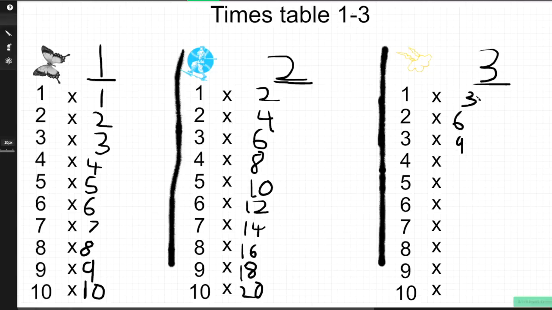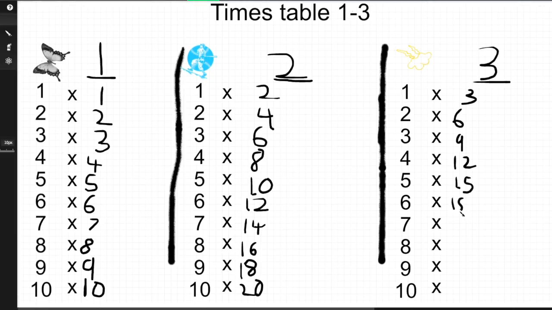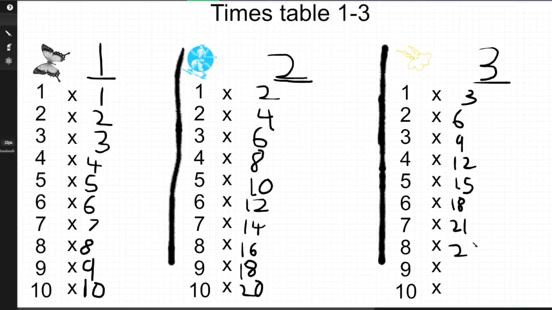You can also see the pattern again: it's going up by 3. So what's 9 plus 3? That's going to be 12. 12 plus 3 equals 15, and 6 times 3 goes up by another 3, so it'll be 18. Then you've got 21, and finally 24, and then 27, and then finally 30.